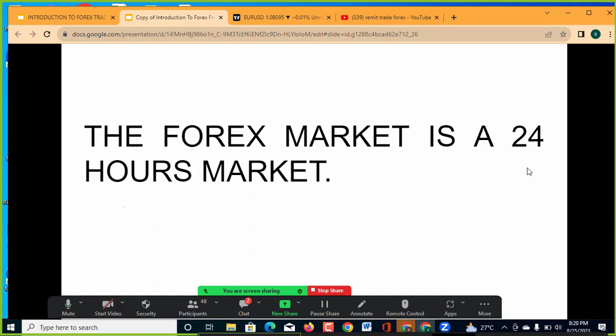Unlike crypto, which runs 24 over 7, from Monday to Sunday, non-stop, Forex is a little bit different. It runs from Monday to Friday, which makes the market close for the weekend.